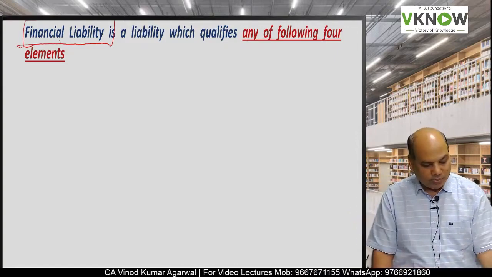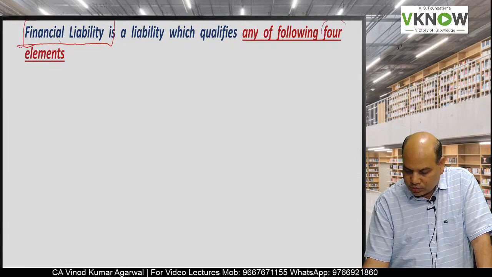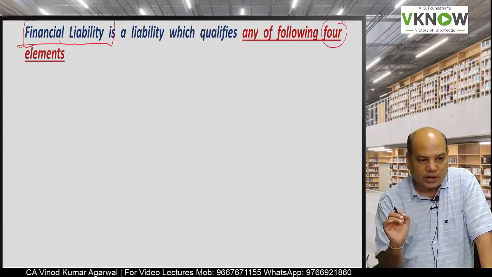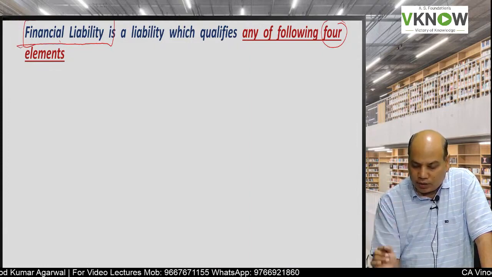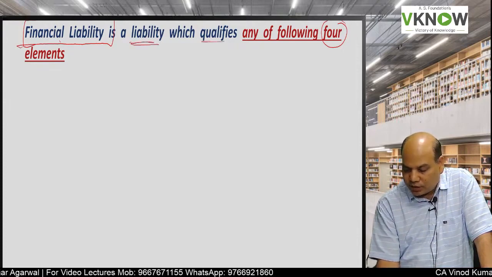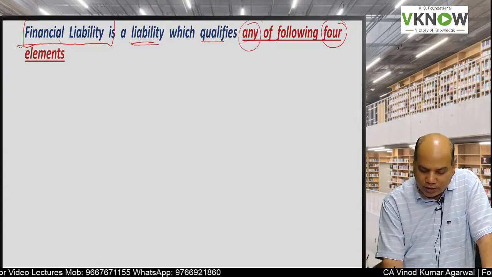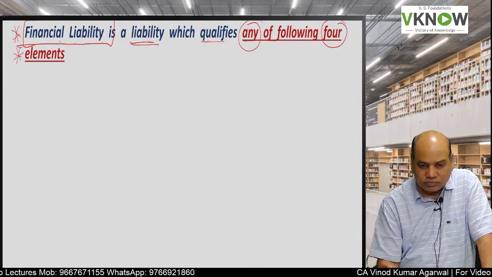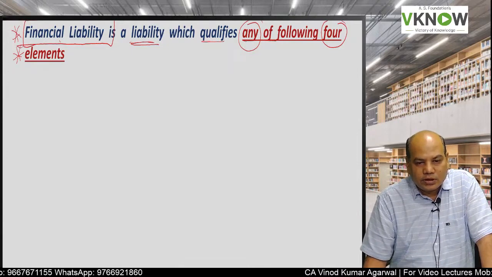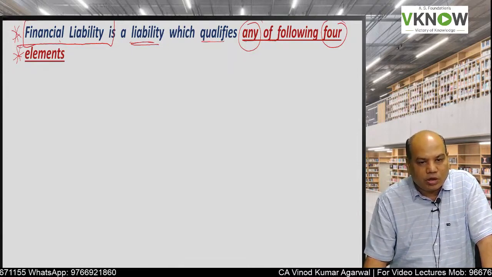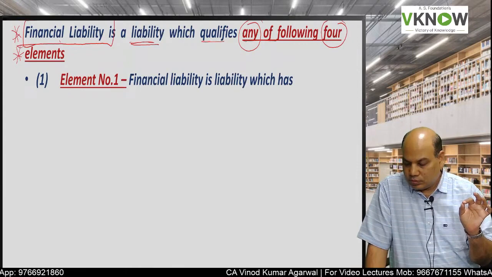Thank you. And now let us come back to the meaning of financial liability. This is one of the little complicated parts of the standard, but trust me, if you pay attention, you'll be able to understand. A financial liability is a liability which qualifies any of the following four elements. Again, a highly tested area in the exam. They will give you a situation and the student has to answer whether this situation is a financial liability or not. So you have to check whether any of the following four elements are present.